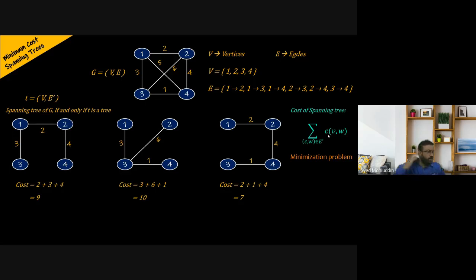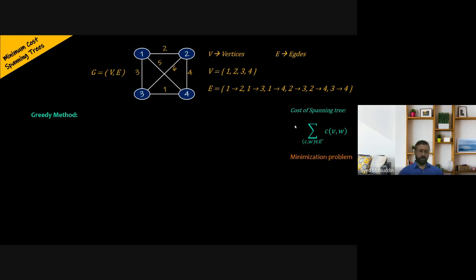The earlier problems of the greedy method, that is job sequencing with deadlines and the knapsack problem, were maximization problems, where we were talking about how to maximize the profit earned. But here in this case, it is a minimization problem. That is, we have to find the minimum cost of the spanning tree. Now let us move further.